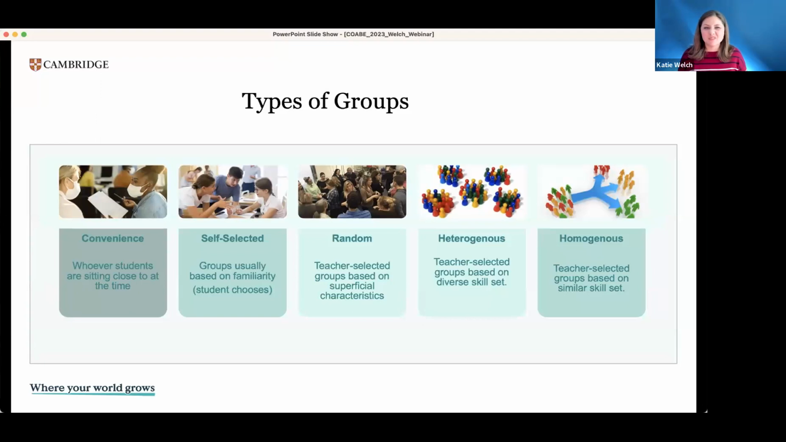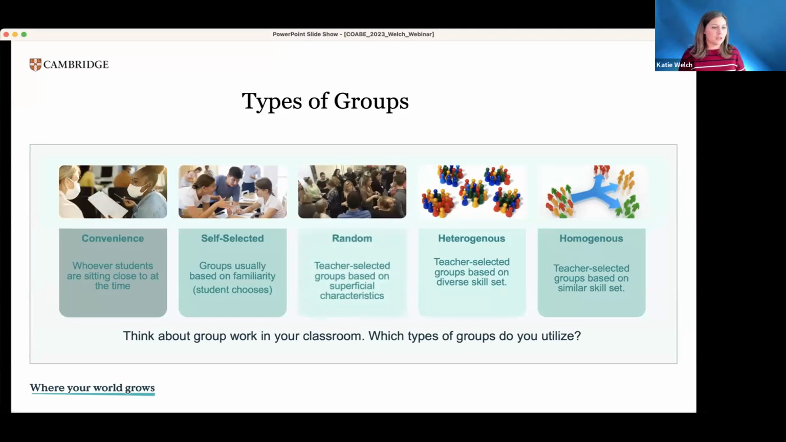And again, all of these have a place. And so I want you to think, as I'm talking through these in your own classroom, which of these do you utilize? Do you utilize all 5? Do you tend to preference one more than the other?